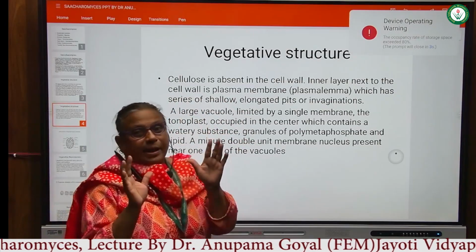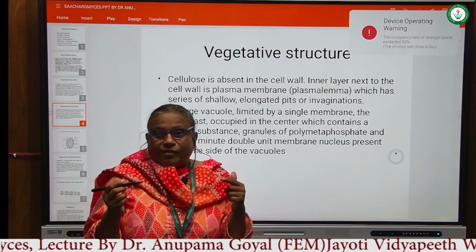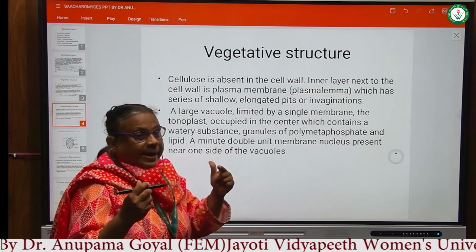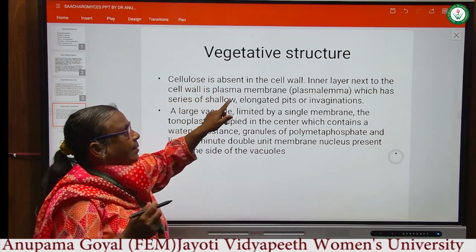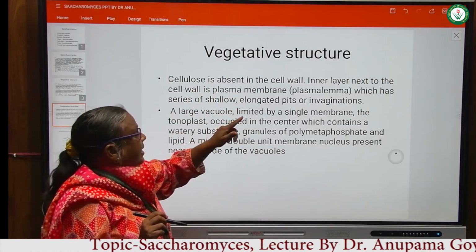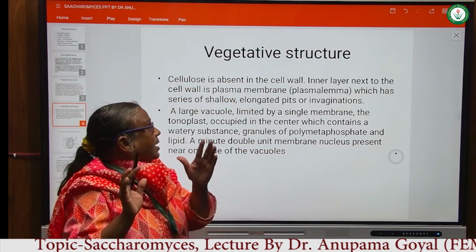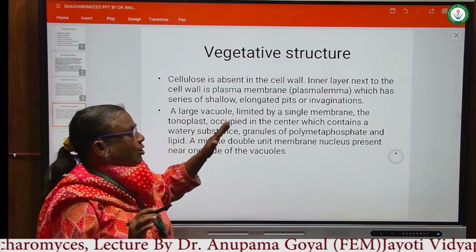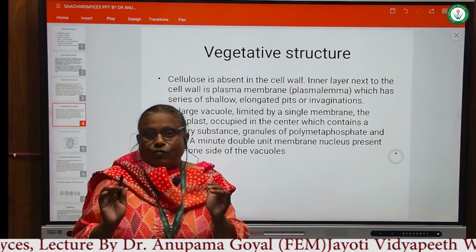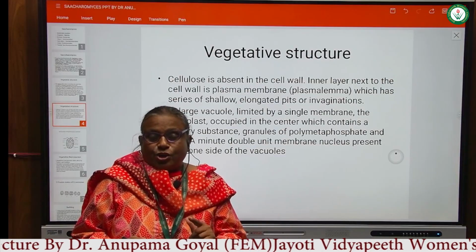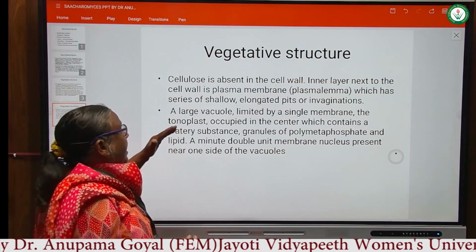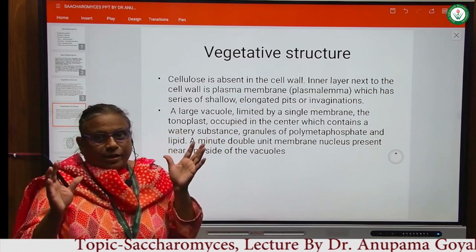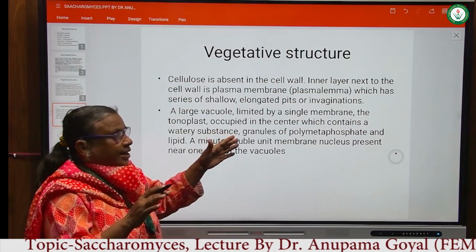So cellulose is absent in the cell wall. As you know, when we study algae, in the algal cell wall cellulose is present. But in Saccharomyces, cellulose is absent in the cell wall. The inner layer next to the cell wall is the plasma membrane, also called plasmalemma, which has a series of shallow elongated peaks or invaginations. The plasmalemma shows various invaginations. A large vacuole, limited by a single membrane called the tonoplast, occupies the center of the cell.